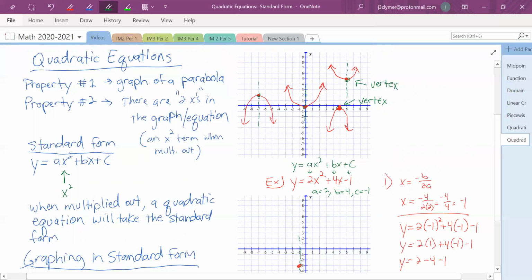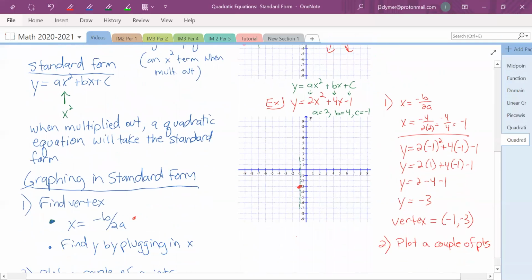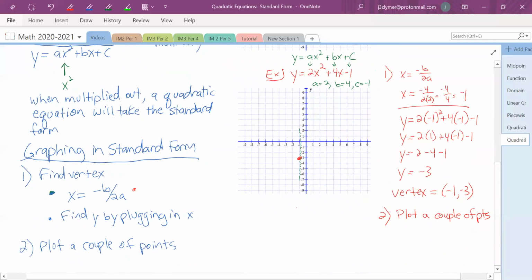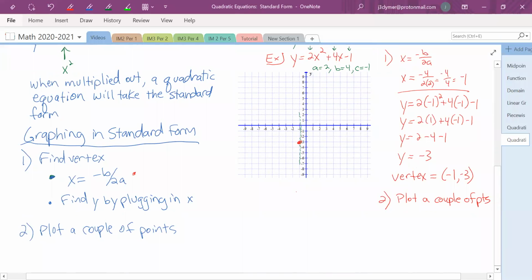If I folded my paper about the dotted line, the left and right side should match up. That's called symmetry. So we have symmetry with parabolas. All parabolas have symmetry, which means we don't have to plot as many points. We can just plot a point on one side, and then we know the point on the other side. So if the vertex is at x equals negative 1, then what might make a lot of sense is to plot a point at 0.